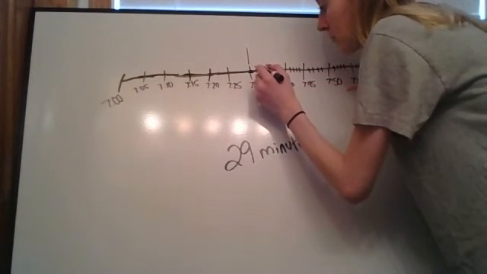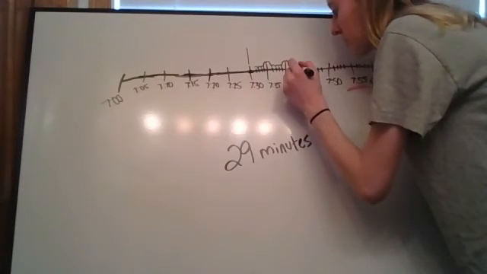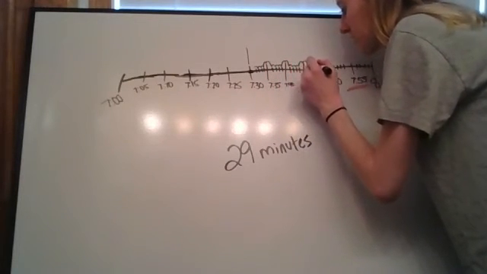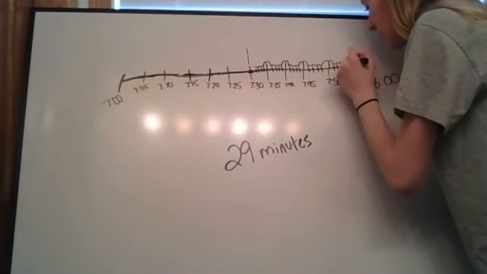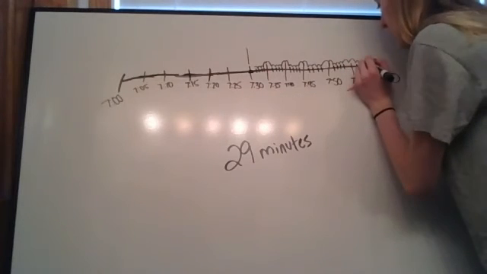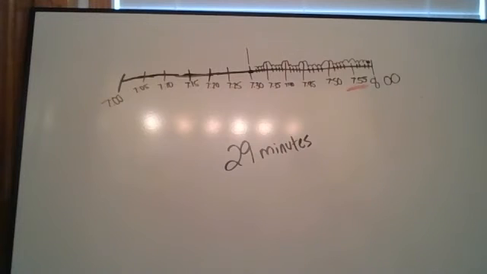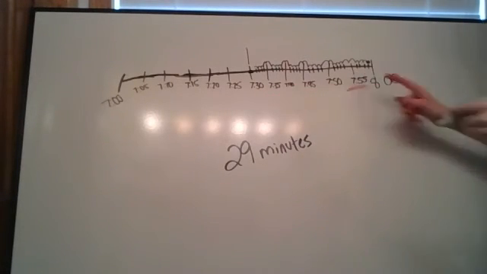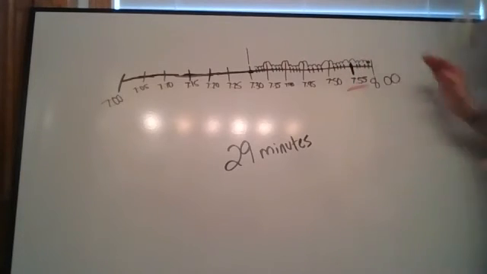1, 2, 3, 4, 5, 6, 7, 8, 9, 10, 11, 12, 13, 14, 15, 16, 17, 18, 19, 20, 21, 22, 23, 24, 25, 26, 27, 28, 29. Nice little dot there. Okay. If he starts his chores at 7:30, will he finish his chores by this bolded time right here?